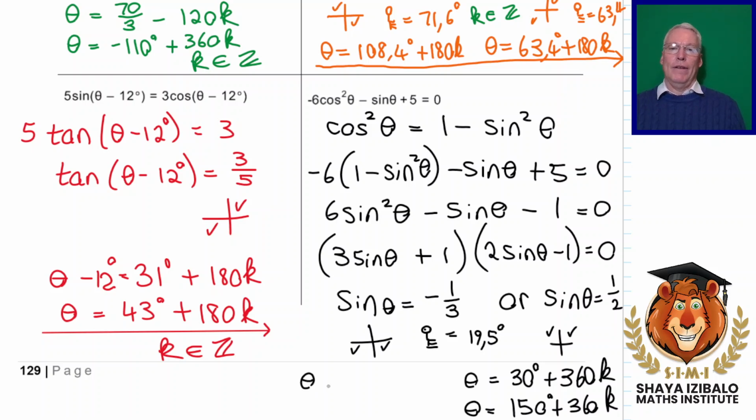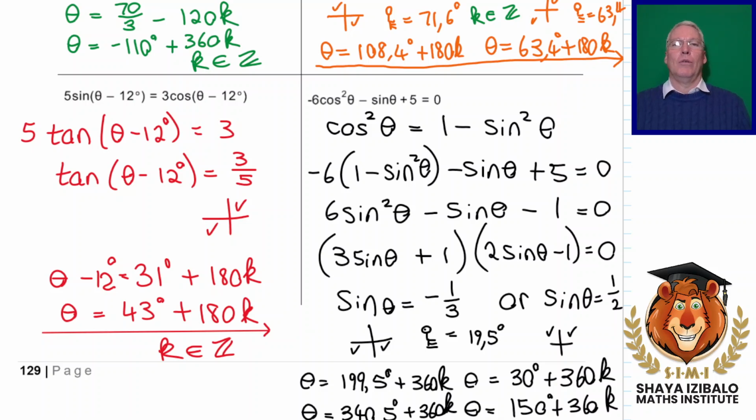So our solutions here, 180 plus, that's 199.5 plus 360k. And 360 minus is actually going to be 340.5 plus 360k. All right, and somewhere we are running out of space. We need to remember that we must write k is an integer.